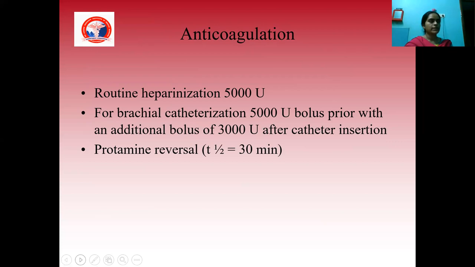Anticoagulation, heparinization of 5,000 units is given. For brachial catheterization, heparin 5,000 units as a bolus prior, with an additional bolus dose of 3,000 units after catheter insertion. And the protamine reversal is calculated with a half-life of 30 minutes.